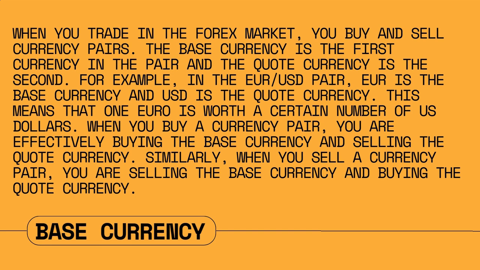Base currency. When you trade in the Forex market, you buy and sell currency pairs. The base currency is the first currency in the pair, and the quote currency is the second. For example, in the Euro USD pair, the euro is the base currency, and USD is the quote currency. This means that 1 euro is worth a certain number of US dollars. When you buy a currency pair, you are effectively buying the base currency and selling the quote currency. Similarly, when you sell a currency pair, you are selling the base currency and buying the quote currency.